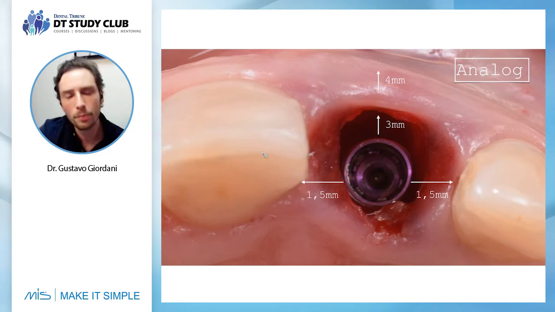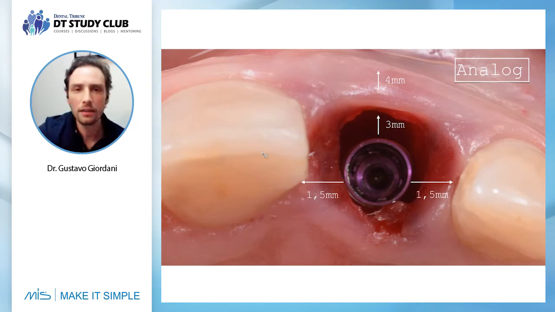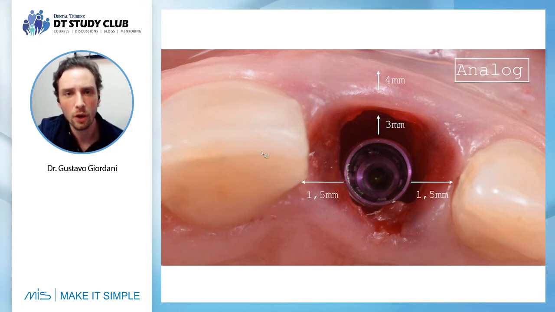From buccal to palatal direction, we need to create a gap of at least 2 millimeters. The best gap we can leave is 3 millimeters from the implant to the buccal wall. So 3 millimeters will be very important, and I'm going to explain a little bit later why this gap is so important. We need to create a gap to fill it with biomaterial and to create a rigid support for the soft tissue. We're going to understand a little bit later about this.